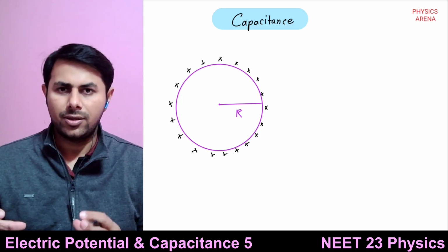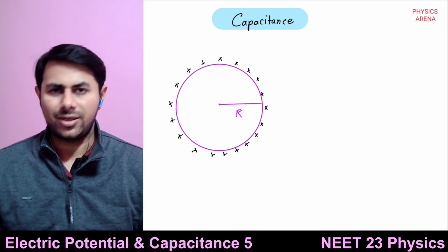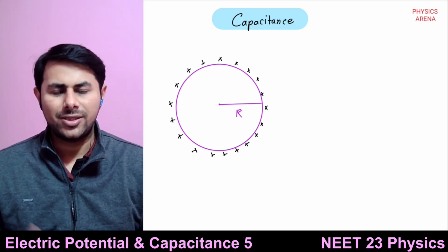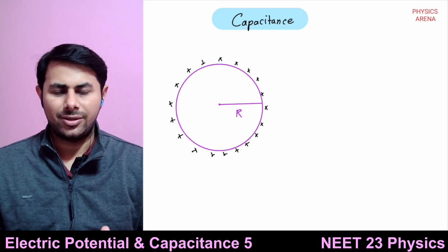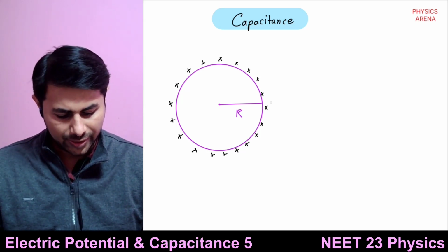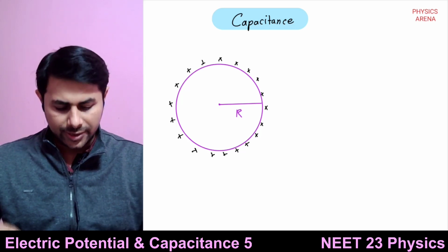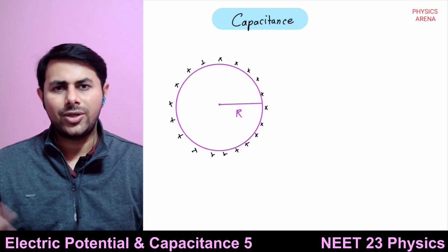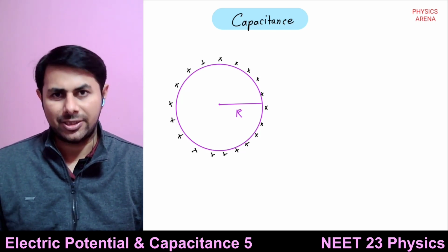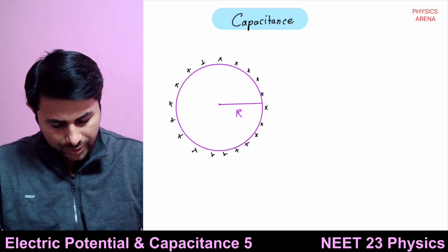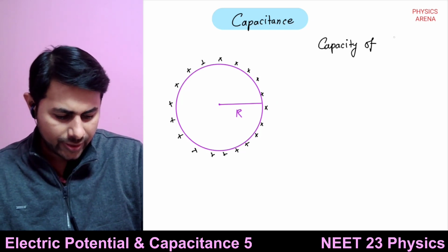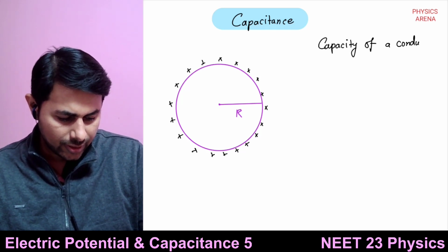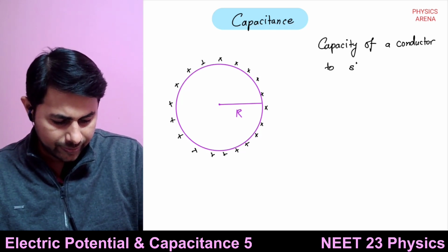So now this positive charge will be stored on the conductor. This positive charge is stored on this conductor, right? And it will produce some potential. So this capacity of a conductor to store an electric charge is known as its capacitance. So what is capacitance? It's the capacity of a conductor to store an electric charge.